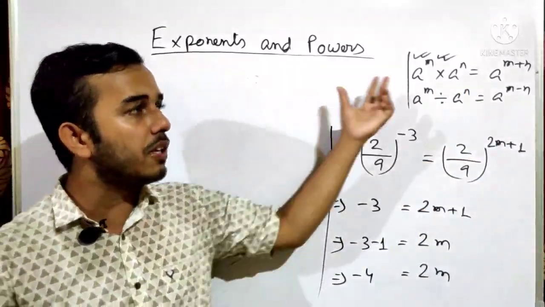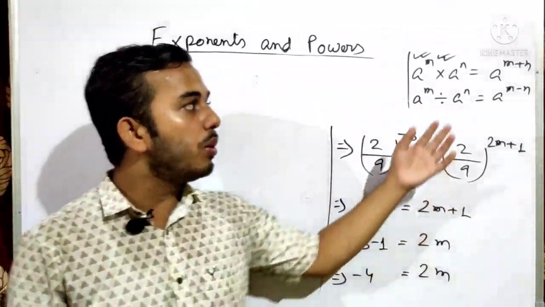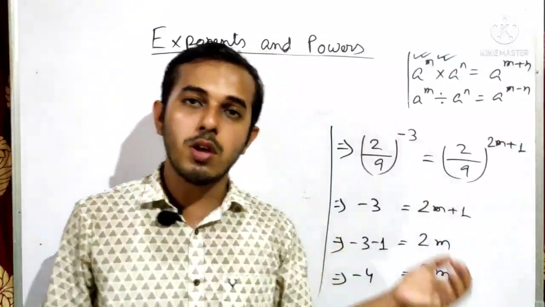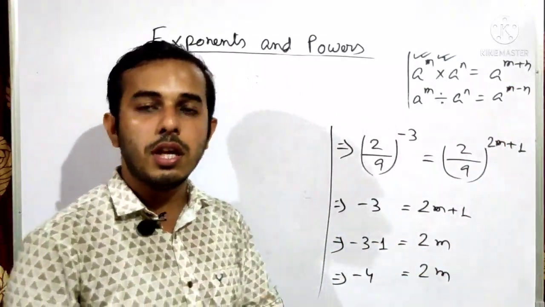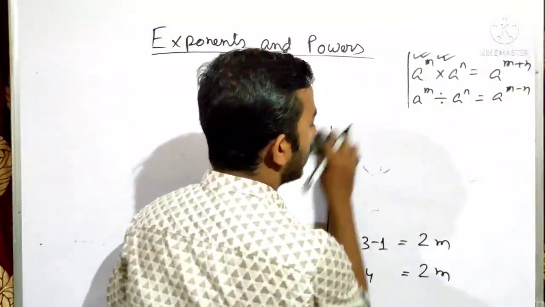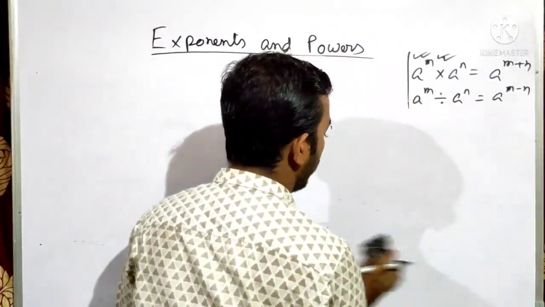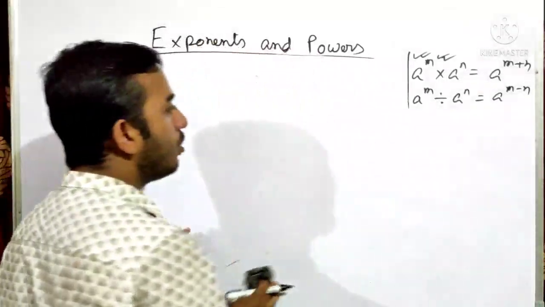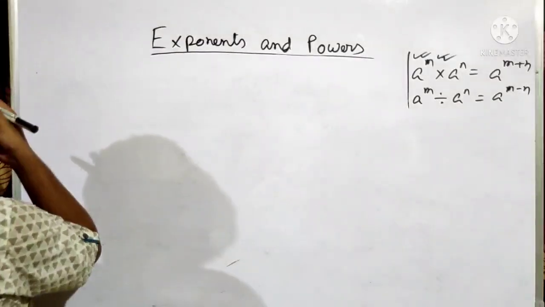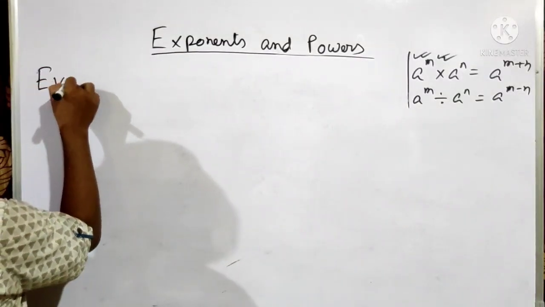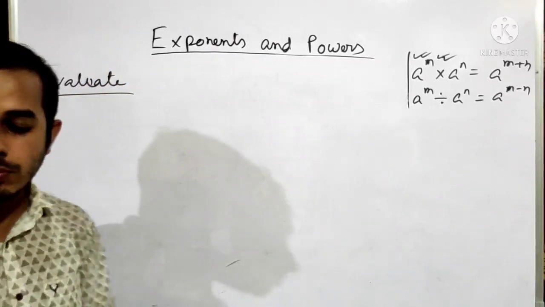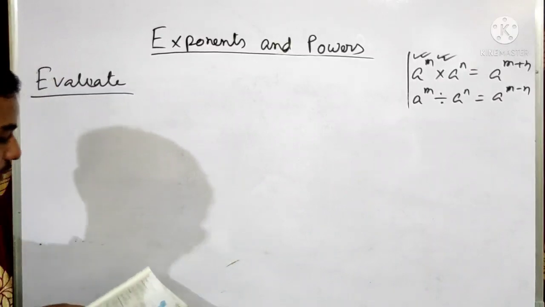This question was already given in that form. Clear? So we just use that relation, that is a power m into a power n equals a power m plus n, isn't it? Using that relation we have found out the values. In both the cases we have used the same relation. So now let's evaluate two more relations like this. Our question will be: evaluate the following. Clear? Evaluate. So let's write one expression.